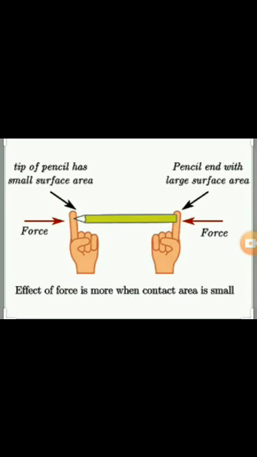Next, this is a very common example which we see in our home. The tip of a pencil has a small surface area. You take a pencil, one side is the tip and the other side is the head. Students, when we touch the tip of the pencil, the area of cross section of the tip is very small, so we feel very high pressure, and the other end of the pencil has a large area, so we feel less pressure.